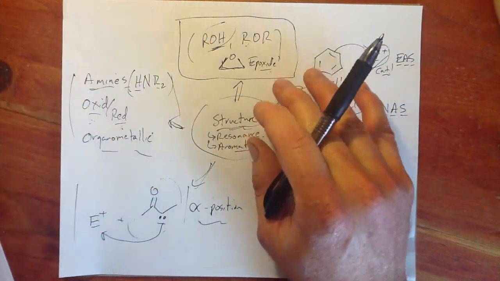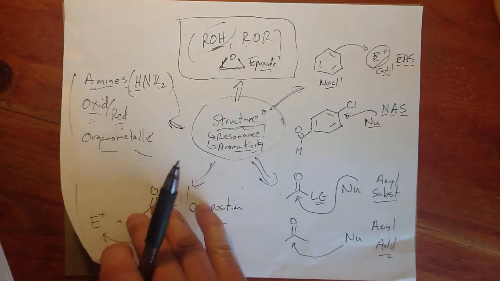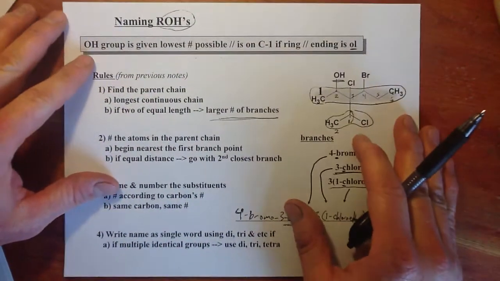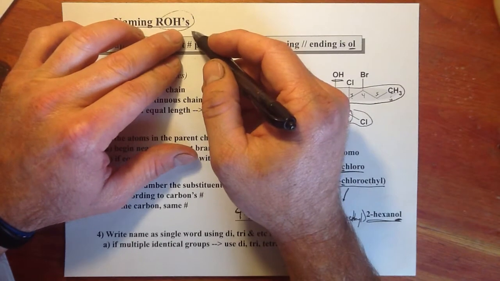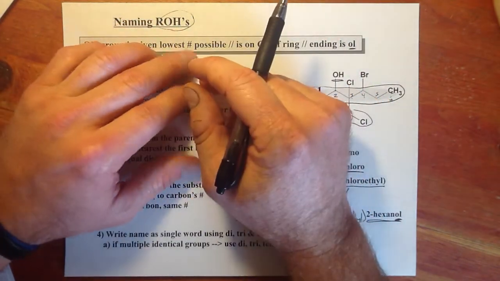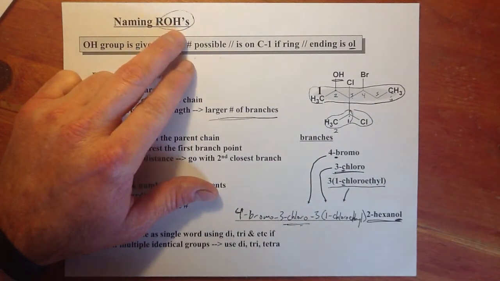So let's go ahead and finish up this one just talking about the naming and properties of alcohols. So alcohols have a higher priority than alkenes or alkynes. So alkenes, double bonds, or alkynes, triple bonds, don't set the priority of the name of a compound over that of an alcohol.